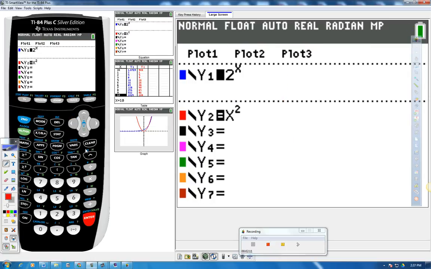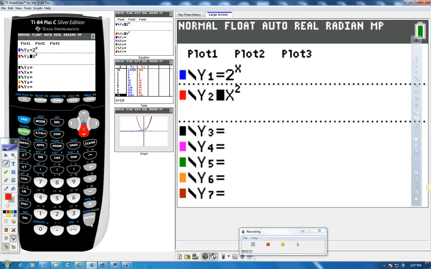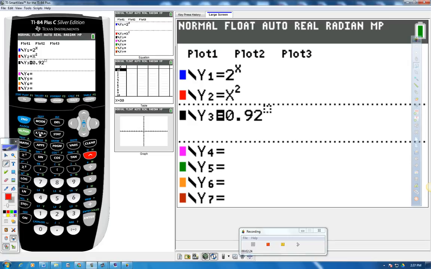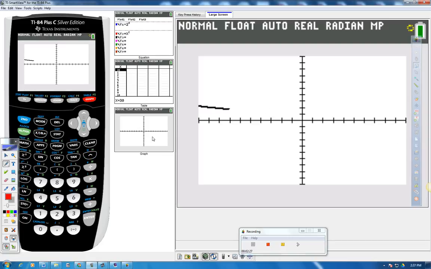You know, maybe you've forgotten how to graph. This would be a good review of how to graph. And I'm just going to throw in there 0.92. So 92 hundredths raised to the x power. And what does that graph look like? And you can see how that decreases exponentially.